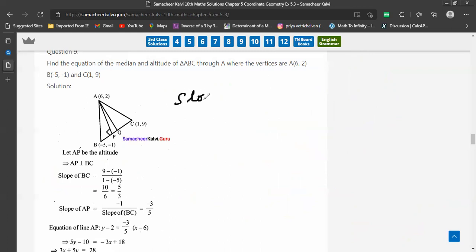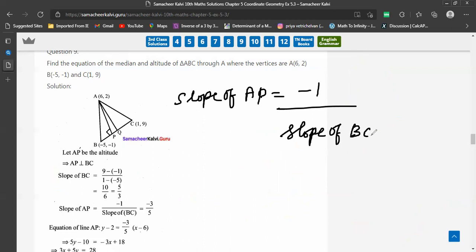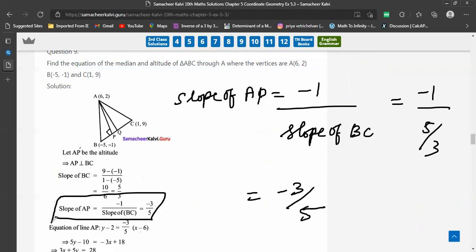So slope of AP is equal to minus 1 divided by slope of BC. So it's minus 1 upon 5 by 3, which can be written as negative 3 by 5. So that is your slope of AP, which is nothing but m. Okay. We know the equation already. It's y minus 2 equal to m into x minus 6, isn't it?